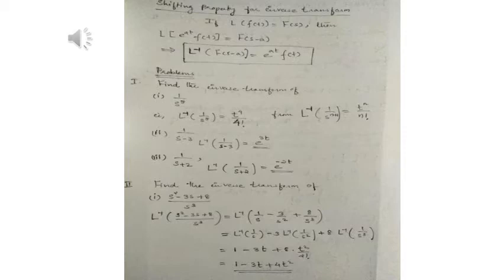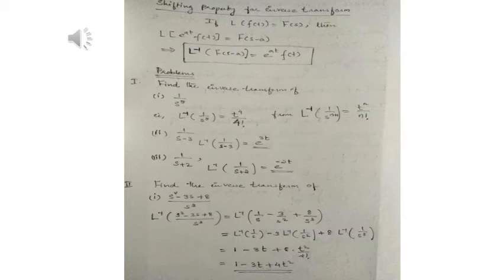Then coming to the second, find the inverse transform of s square minus 3s plus 8 by s cube. So here you can split the fraction, that is s square by s cube is 1 by s, minus 3 by s square, plus 8 by s cube. Now applying inverse Laplace to each function, we get L inverse of 1 by s minus 3 into L inverse of 1 by s square plus 8 into L inverse of 1 by s cube.